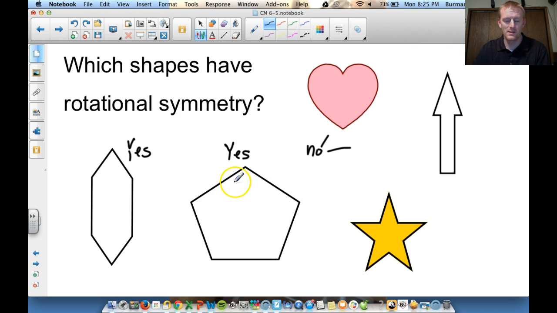Now personally, this one does not look like it's a regular pentagon because it looks like it's a little bit fatter, like it's been squished down. I think the purpose of this one was to say that it's going to have rotational symmetry.